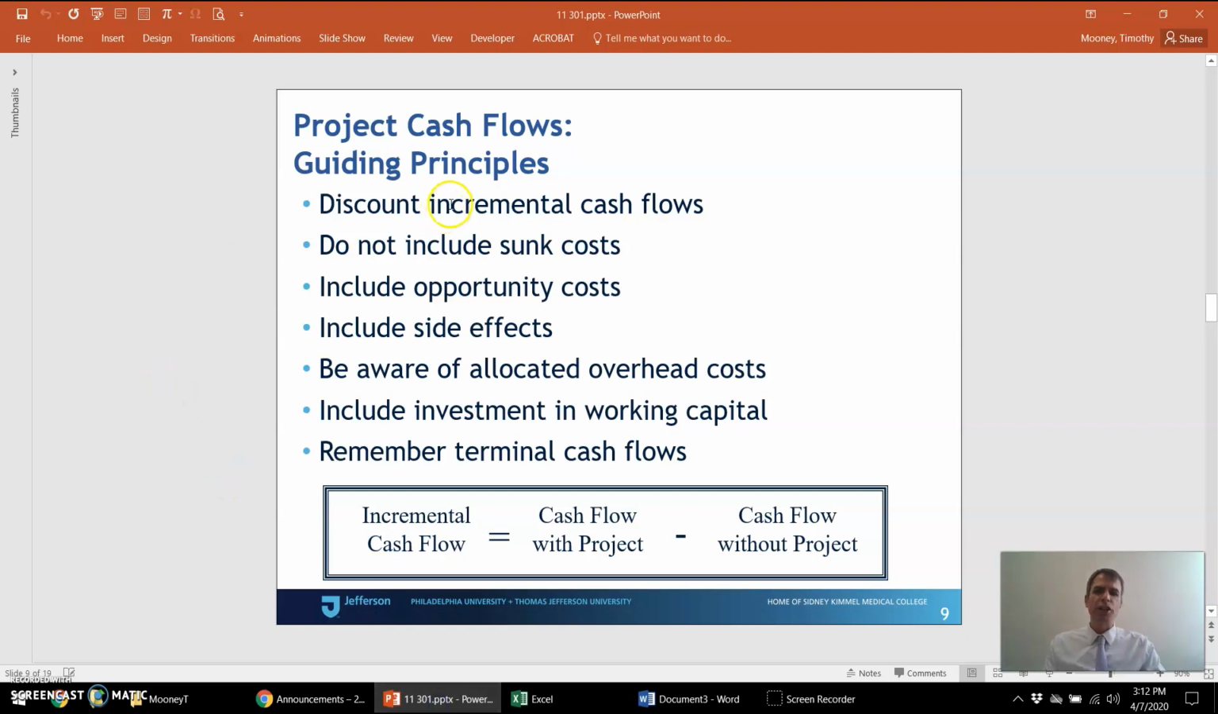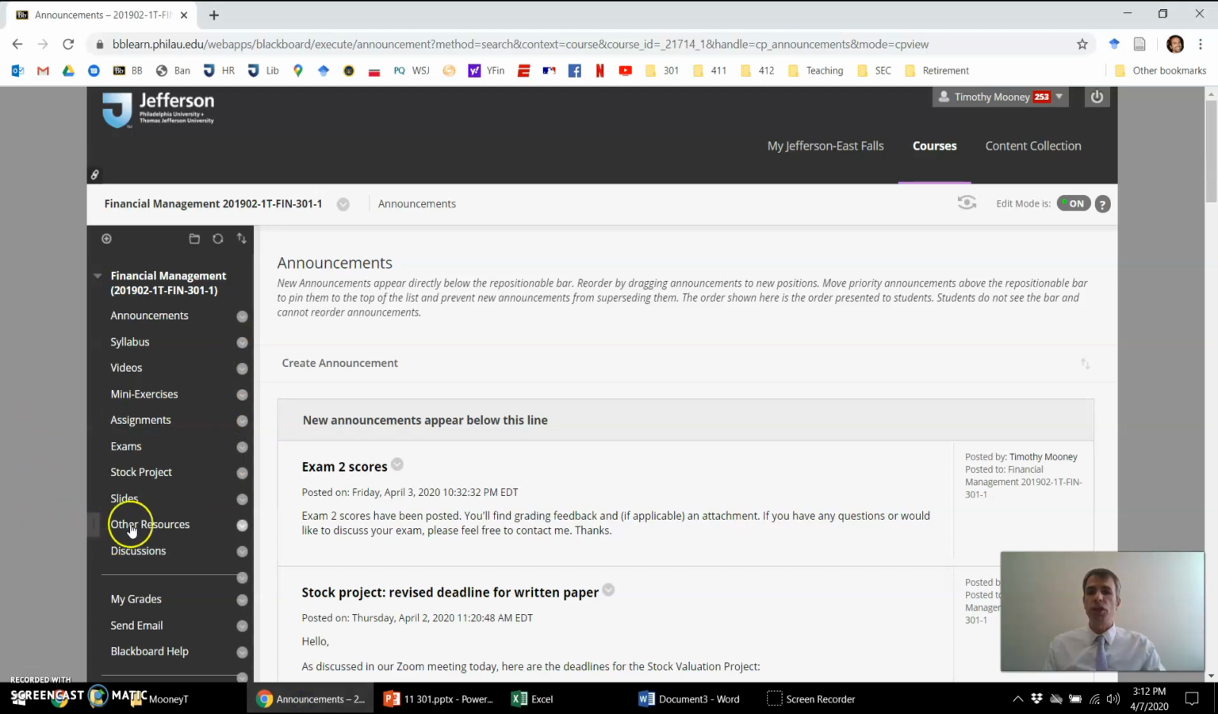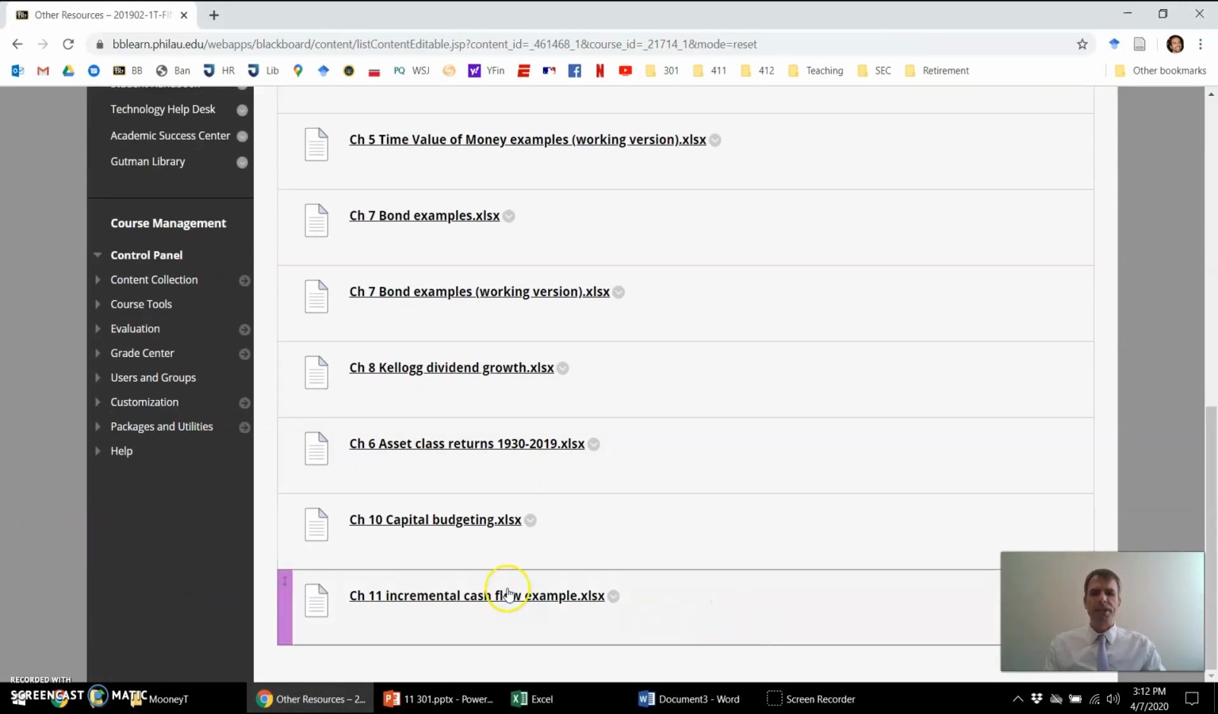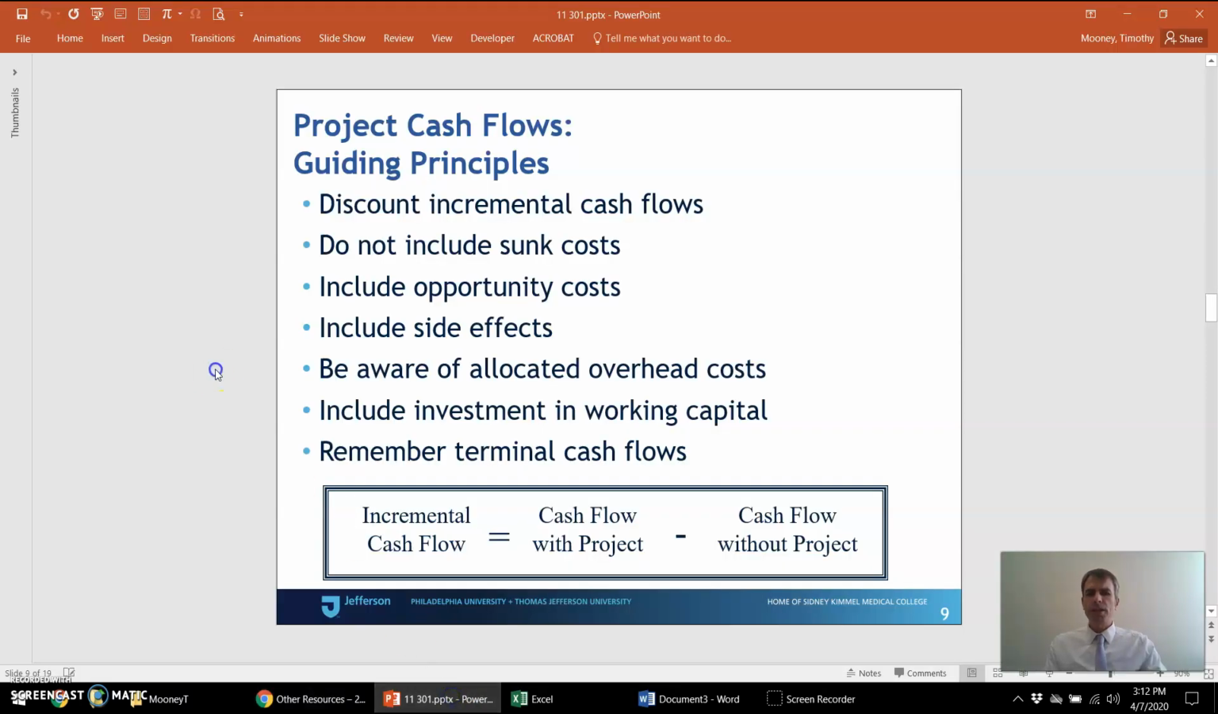We left off talking about incremental cash flows, right? Cash flows that happen if a project is pursued, and then these cash flows do not happen otherwise. So actually, if you take a look under other resources, there's a little spreadsheet that works out the net present value of that energy efficient pizza oven example from the previous video. Good stuff. Well, let's talk about these other guiding principles.